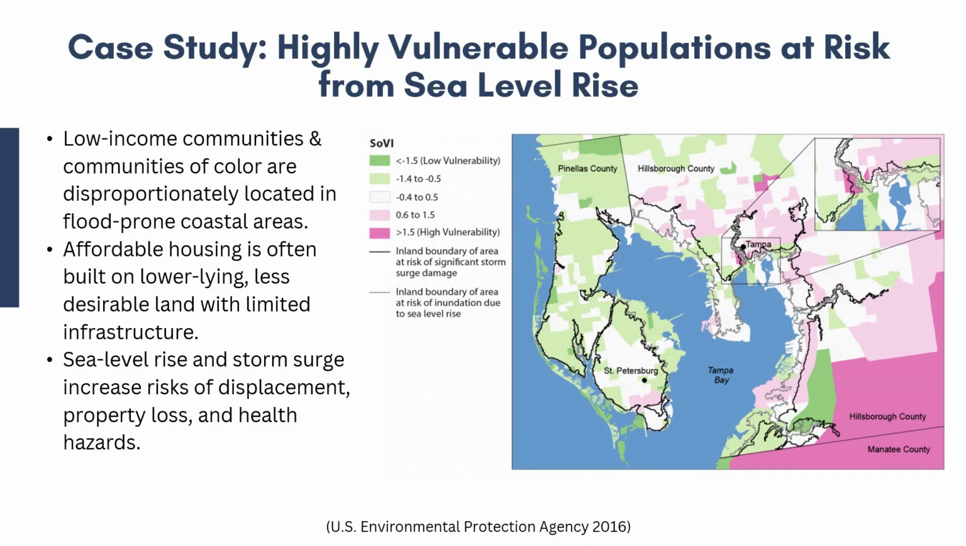Next, we're going to look at 3 case studies. The first is here in the Tampa Bay area. If we look at this map, we can see that the areas in pink are at higher risk of sea level rise. These areas tend to be low-income communities and communities of color that are disproportionately located in those flood-prone areas. Affordable housing often sits on these low-lying areas and limits the infrastructure. This makes sea level rise and storm surges especially damaging.